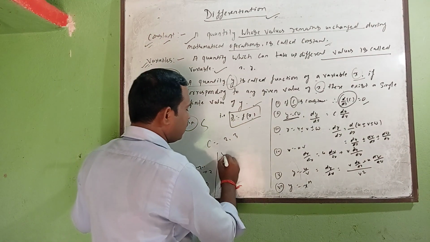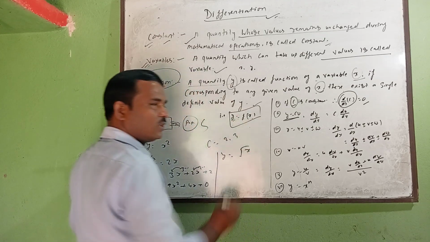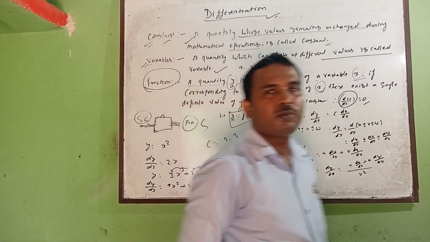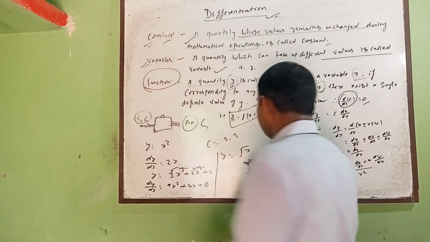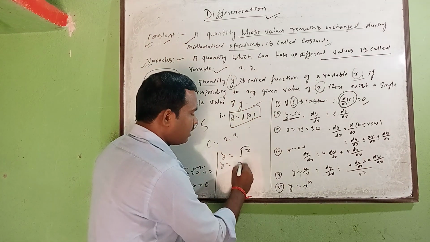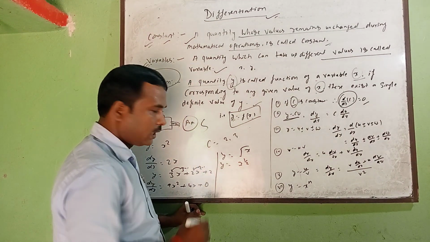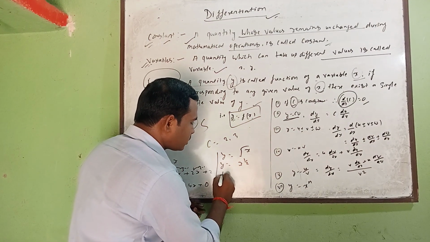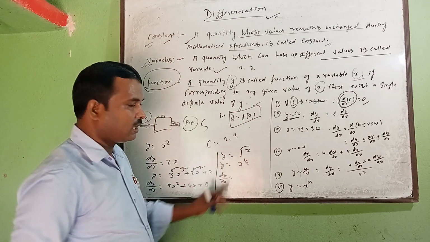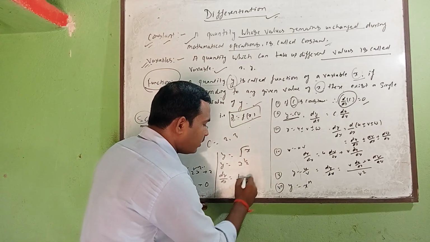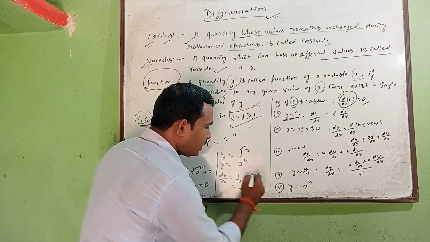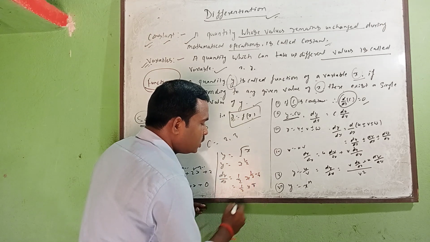If you have y is equal to root x, take this one and find the value of dy by dx. First you will write y is equal to x to the power half, root means power half. Then dy by dx is equal to, I told you that you will multiply the power, so here will be half x to the power half minus 1. Then you take the LCM, here will be 2.